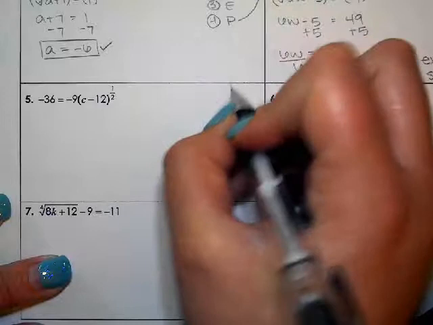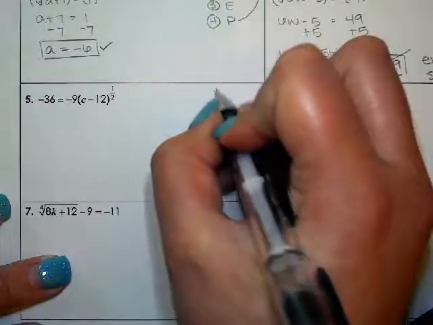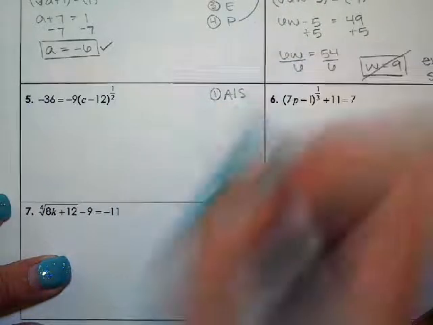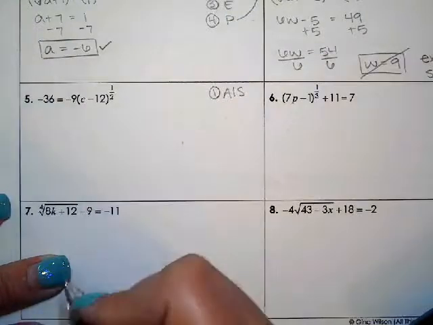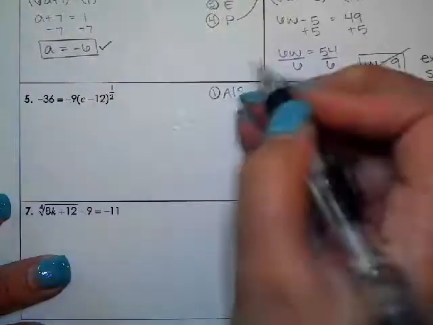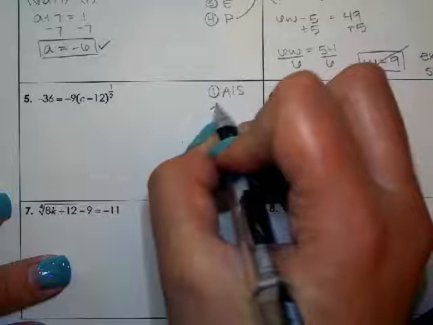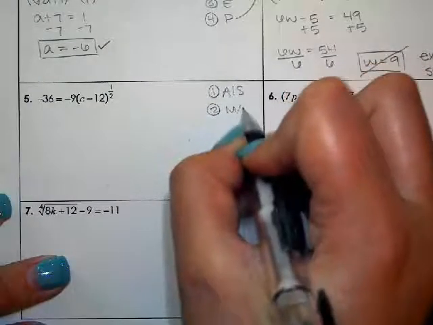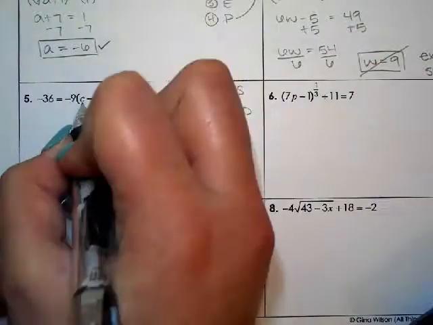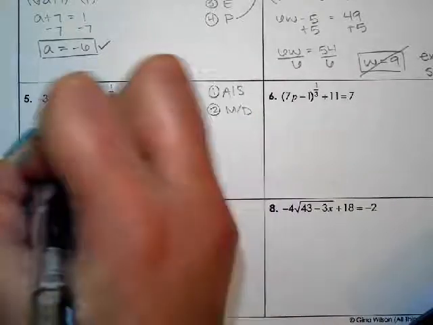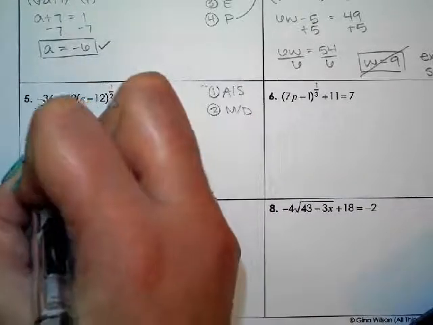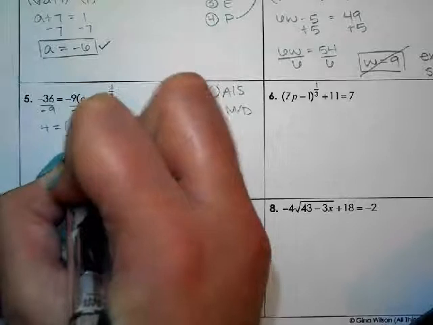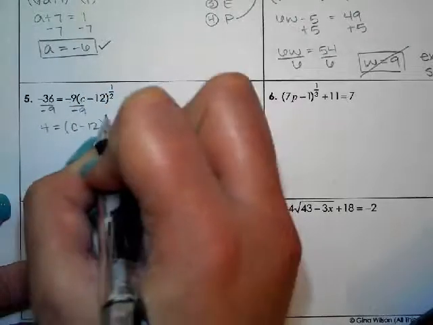First we're looking to see if we can add or subtract something to the other side. In this problem we cannot. The -9 is being multiplied, so we can't do step 1. Step 2, is there something we could multiply or divide to the other side? Yes, we can divide by -9. So 4 equals c minus 12 to the 1/2.